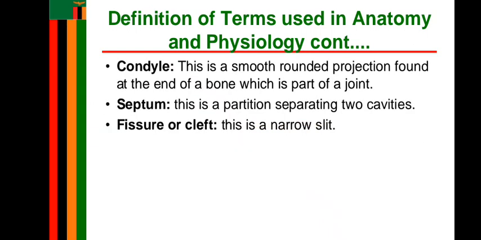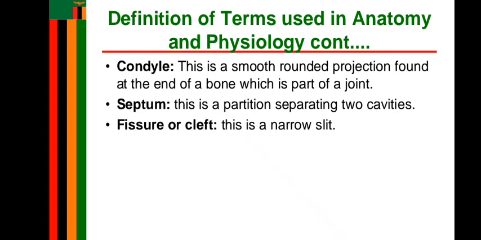All right. Then we have the condyle. A condyle is a smooth rounded projection that is found at the end of a bone, which is part of a joint. We've also got the condyle even on our elbow joint. So on the lateral side, we can find these condyles, rounded projections found at the end of the bone, which form part of a joint.